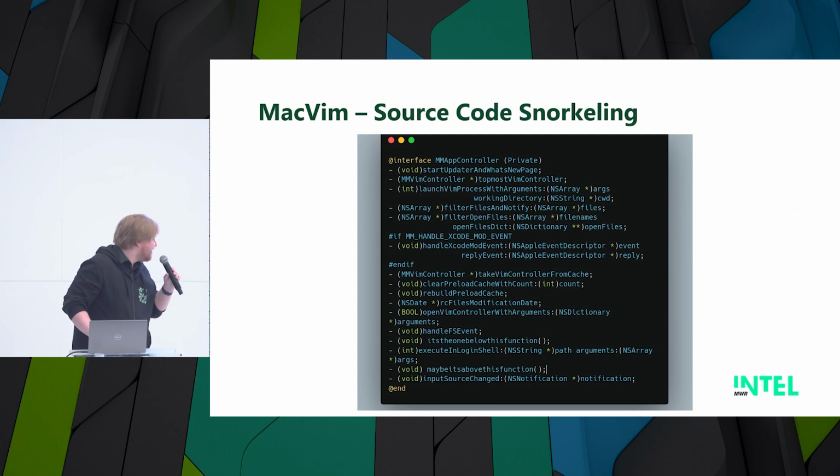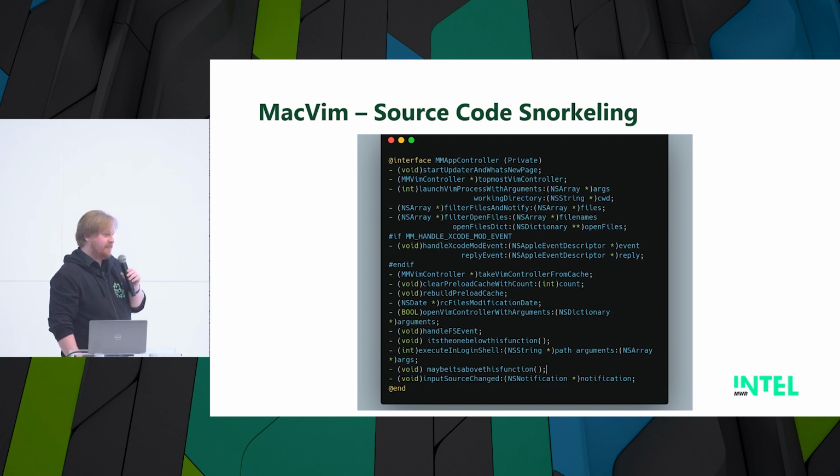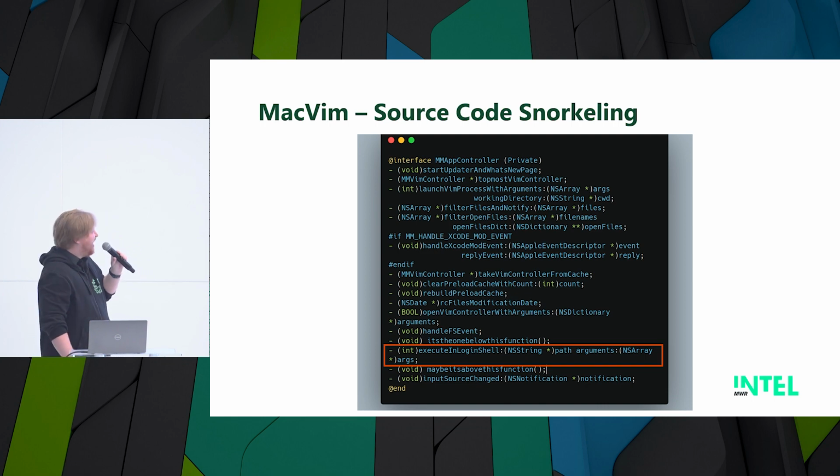Let's do some source code snorkeling. Can anyone in the crowd maybe spot the method that looks particularly dangerous here? Second to last. The executed login shell one. So it's this one right there. Ignoring the fact that this is open source software, if it was closed source, you wouldn't even need to do any reverse engineering. This is incredibly verbose. It takes a path and it takes arguments. So there we have code execution, very, very easily.